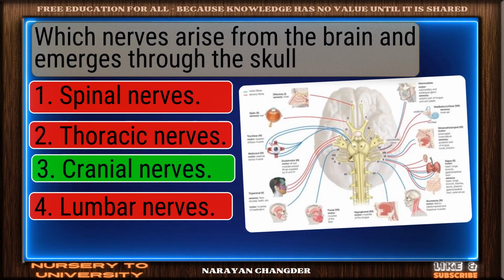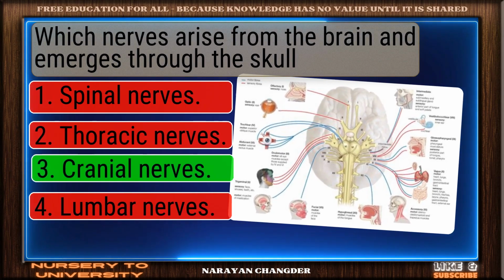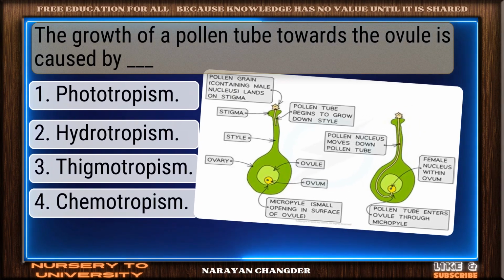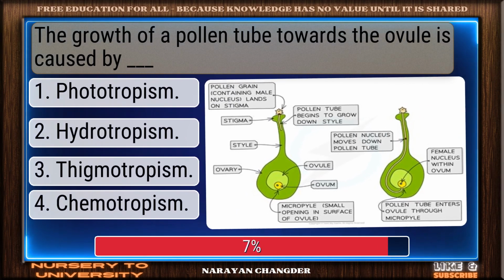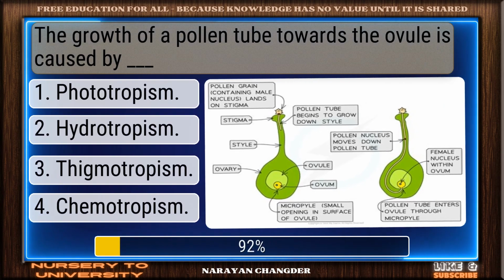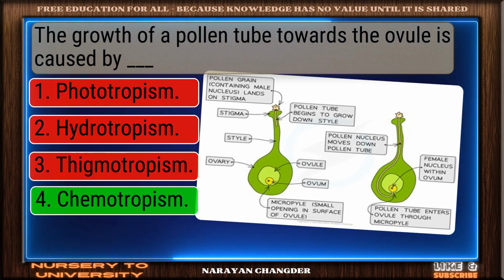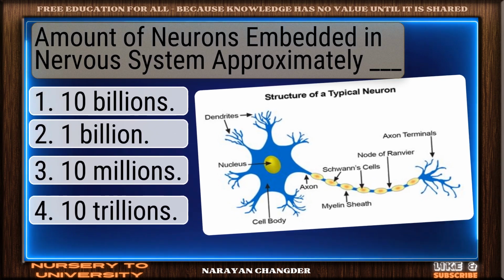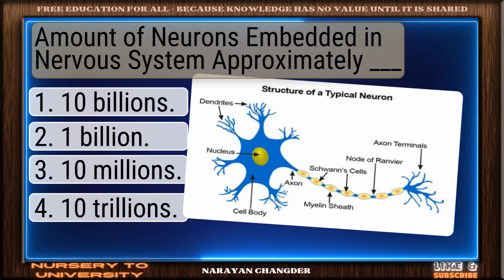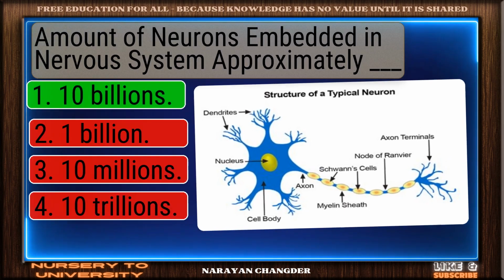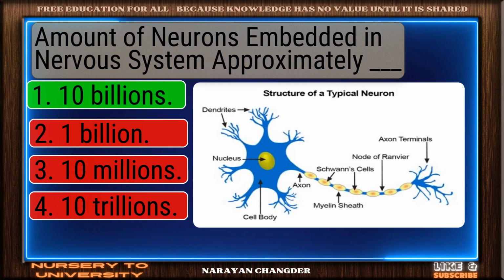Nice work. Cranial nerves fits perfectly. The growth of a pollen tube towards the ovule is caused by dash. You're right. Chemotropism is correct. Amount of neurons embedded in nervous system, approximately. Dash. Solid response. 10 billion is valid.